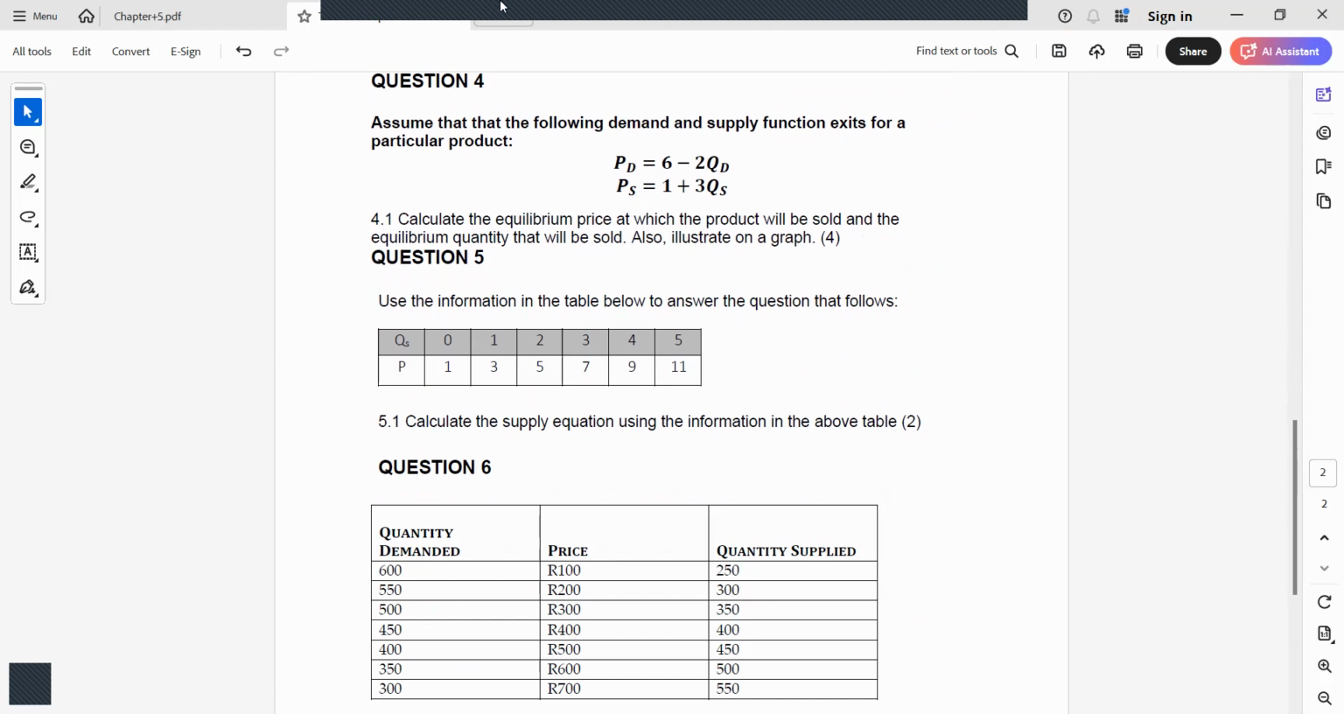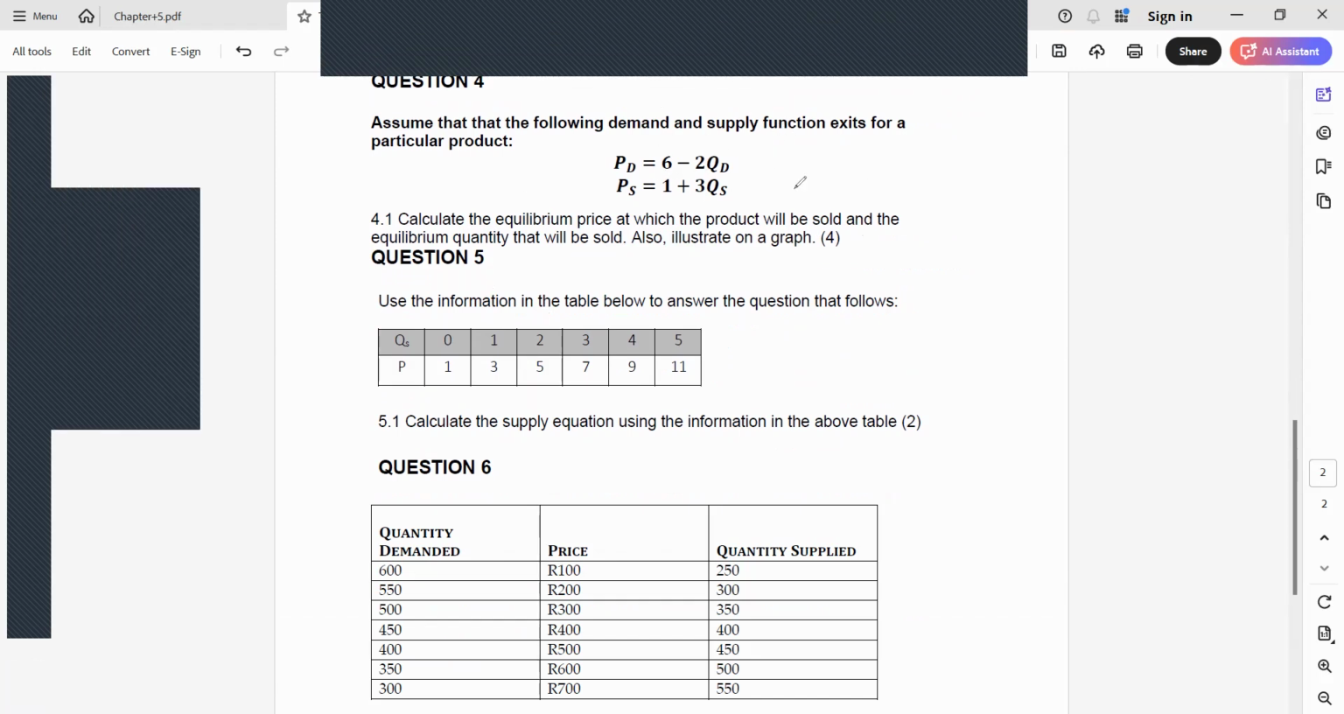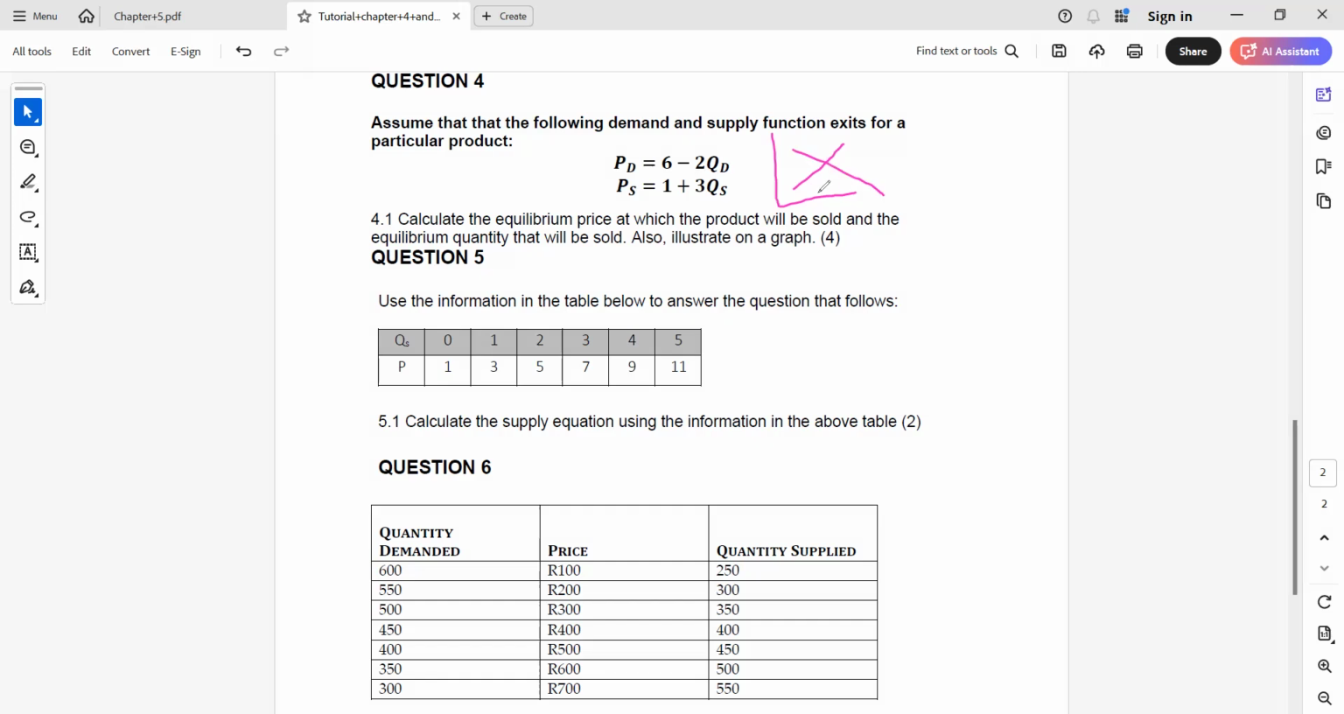So they want us to calculate the equilibrium price and the quantity using these equations. We know that on our graph, quantity demanded is equal to quantity supplied. This is our supply, and this is our demand. Here, the quantity which is supplied is exactly the same as the quantity which is demanded, and at this price, the price is the same. You guys understand? So we can just equate these equations to get the price as well as the quantity demanded and the quantity supplied.